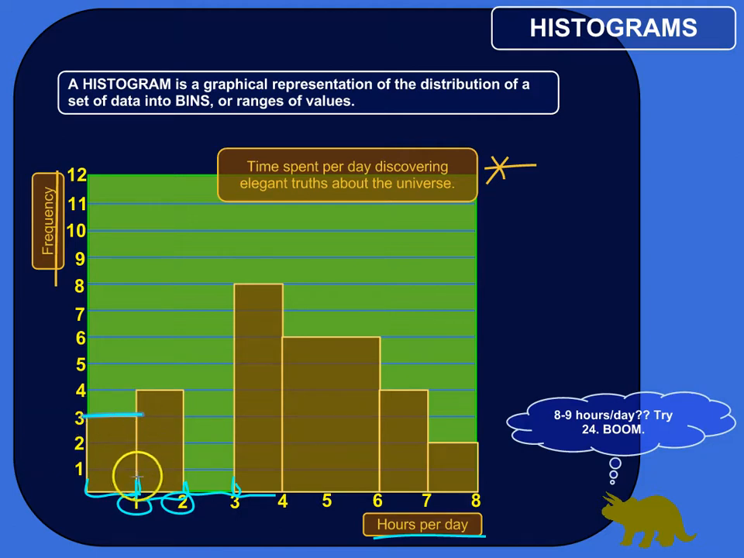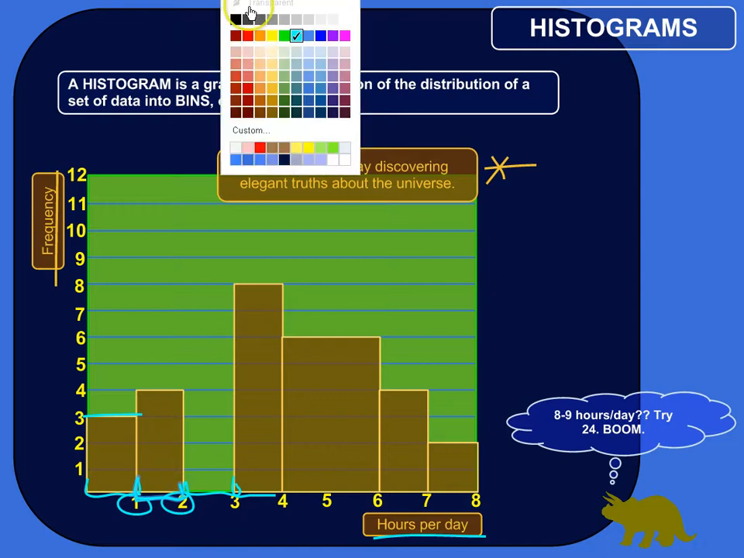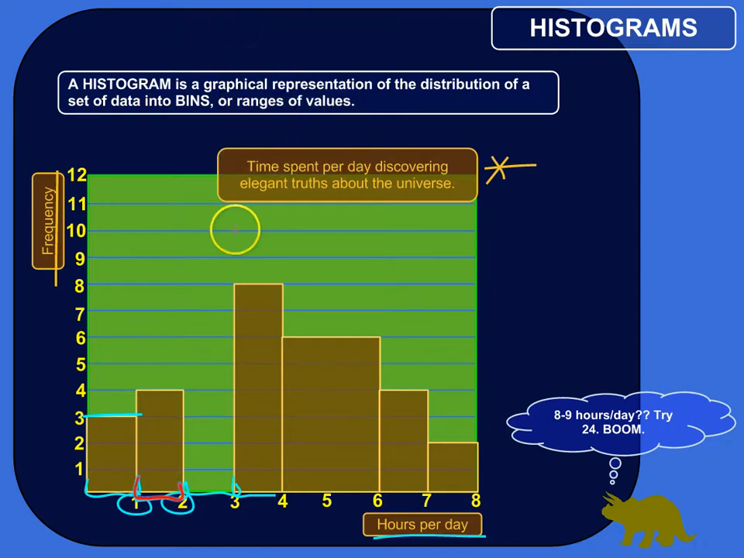Well, let's look at this bin here. So that bin represents the range of 1 to 2 hours per day. How many students fall into that range? 4. So there's 4 students. We don't know exactly how much time per day they spend discovering elegant truths about the universe, but we know that the time they spend is between 1 and 2 hours per day, and 4 students fall into that range.